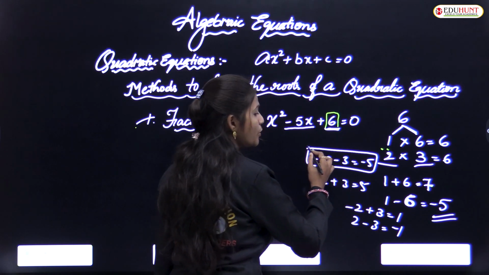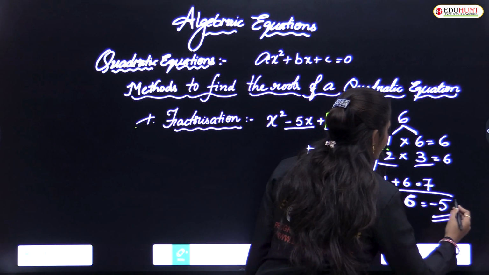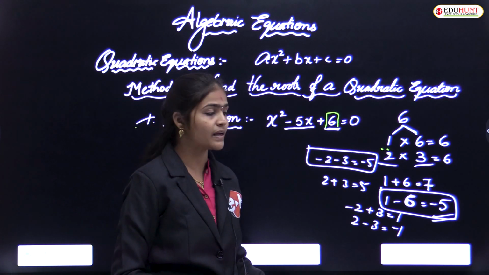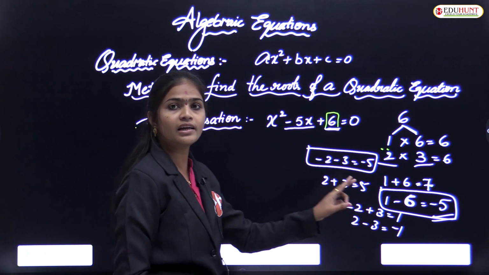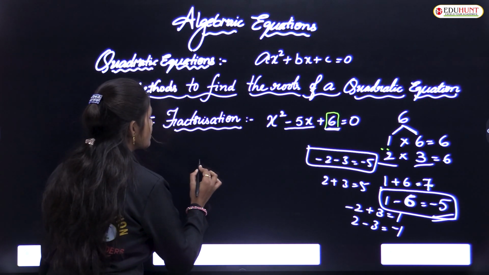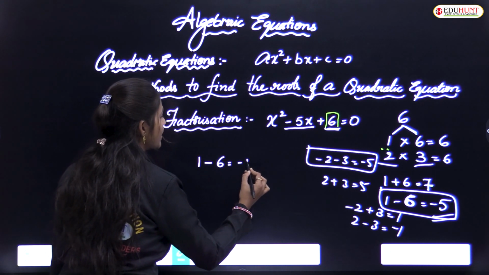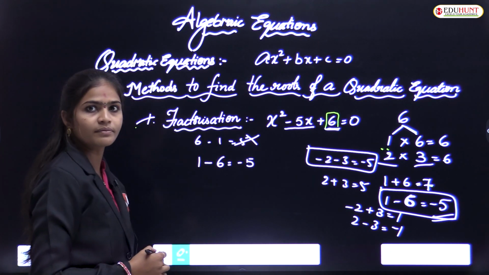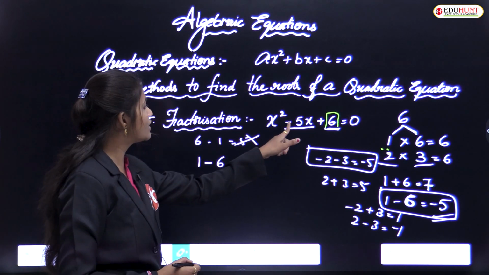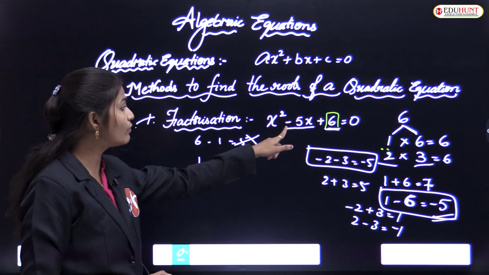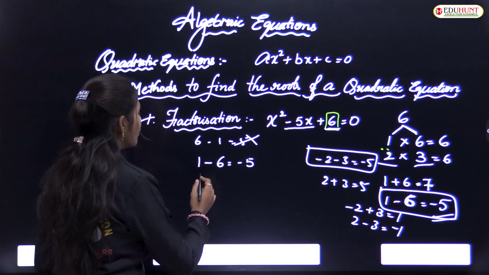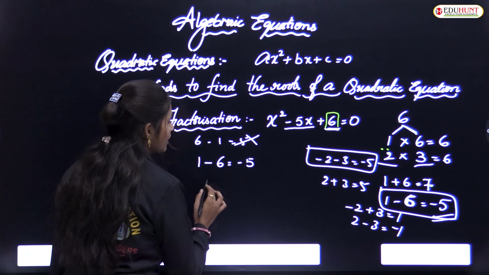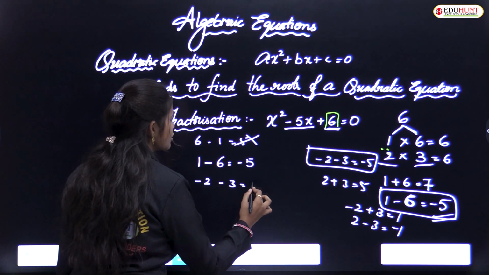So this is one of the possibilities we got, and in the same way here we got another possibility, that is 1 minus 6 is equal to minus 5. So how many possibilities did we get here? Two possibilities. What are those? First one is 1 minus 6 is equal to minus 5. Here again 6 minus 1 is equal to 5. No, this is not satisfying. That value must be equal to minus 5 only. Along with that we have to observe the sign. Okay, so 1 minus 6 is equal to minus 5. Next one, minus 2 minus 3 is equal to minus 5.